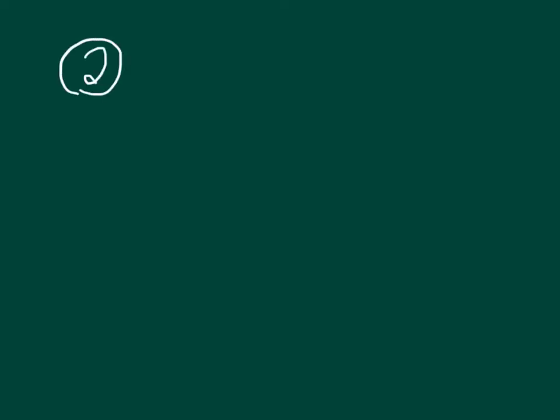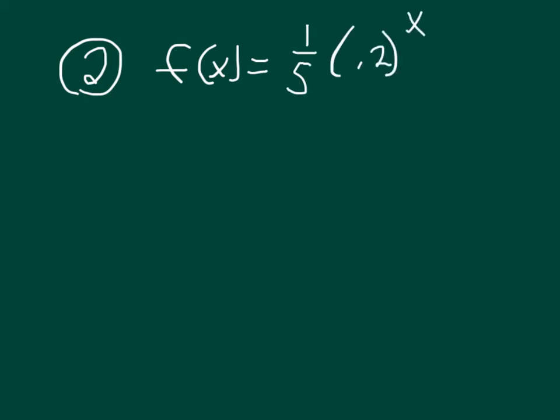On number 2 it says f of x is equal to 1/5 times 0.2 raised to the x power. Now, first of all, this 0.2 tells me it's going to decay. Now remember, it increases if the base is bigger than 1, and it decreases if it's between 0 and 1. So, because 0.2 is between 0 and 1, it's going to decay.